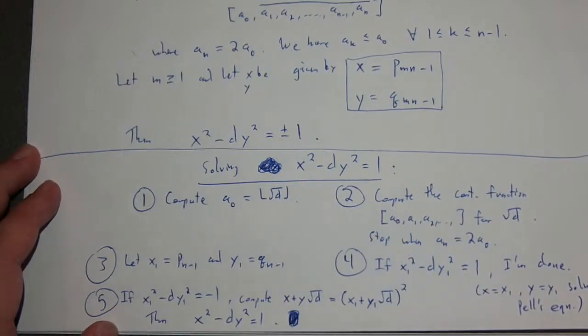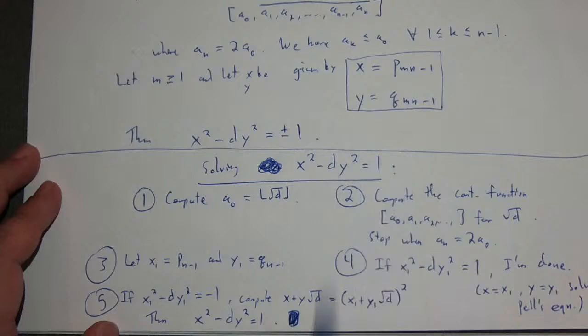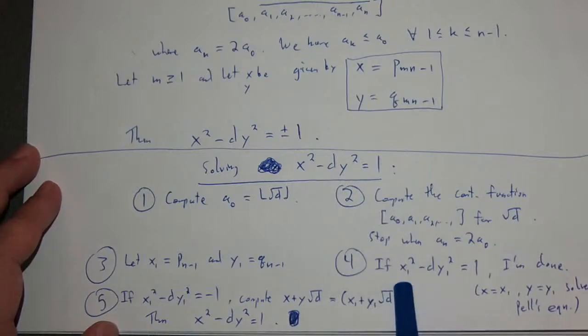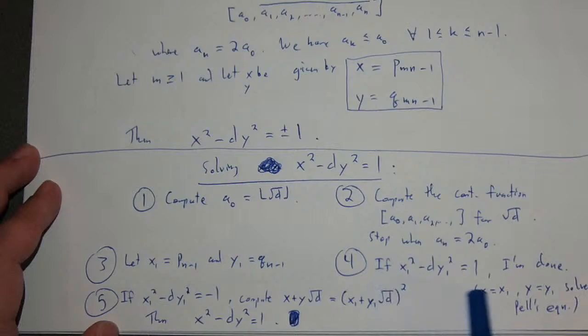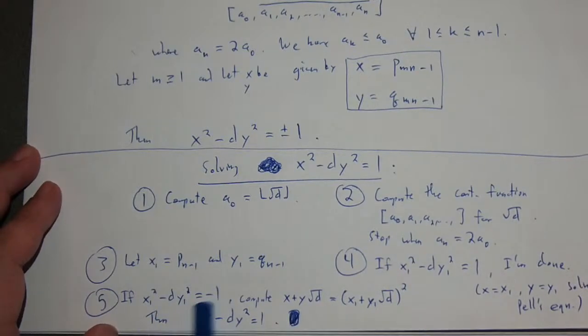And I stop when I get to this a sub n that's twice a naught. Okay. And then I let my x sub 1, y sub 1 be this p sub n minus 1 and q sub n minus 1, like I said. So this is my previous column in that table computing this continued fraction. And so I'm done if it turns out those actually solve Pell's equation. But the other possibility is that they don't. I get a minus 1 here.